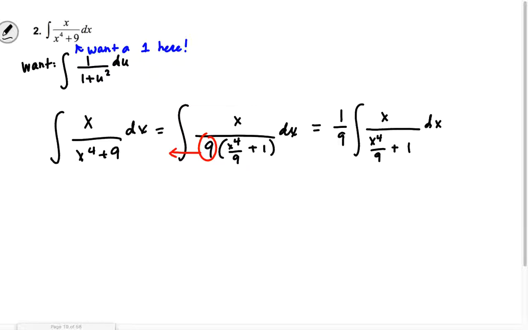So there's a point to all of this. I know it looks strange right now. Did you pull the 9 out? I pulled it all the way to the front. Okay, yep. I thought you were multiplying. I was like, what is happening?